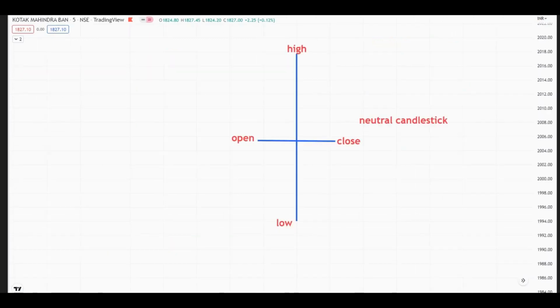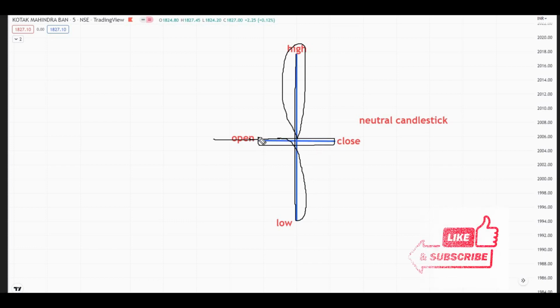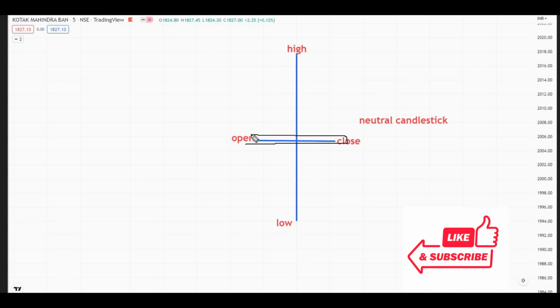And the next one is the neutral candlestick. See, prices opened around these levels, then made a high of these levels during the course of the day, then again prices reversed back and made a low of these levels, and again closed around the same area from where prices opened. This type of candlestick pattern, where the opening and closing price of that stock in that particular day is the same, is known as a neutral candlestick price pattern.